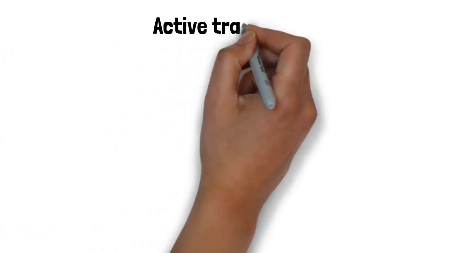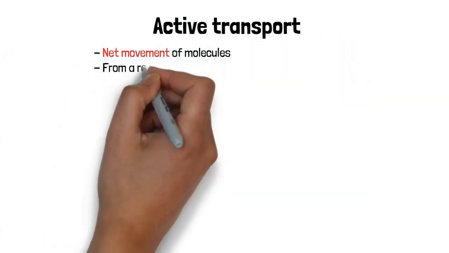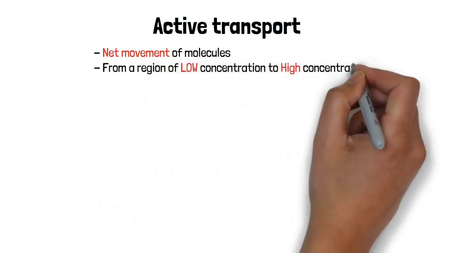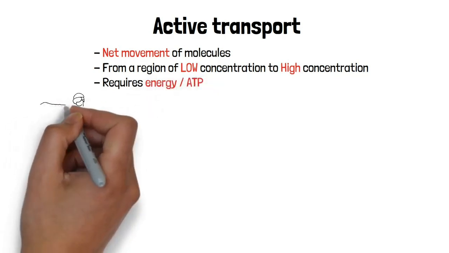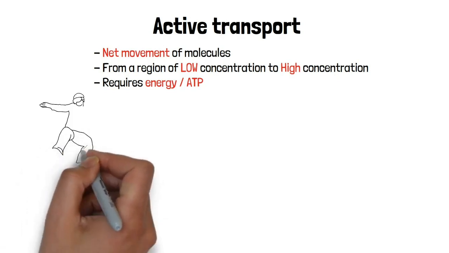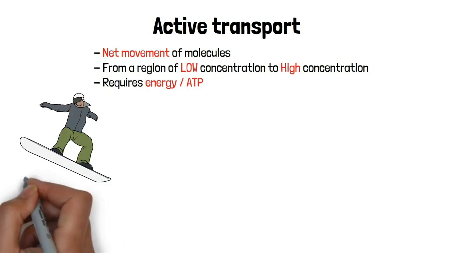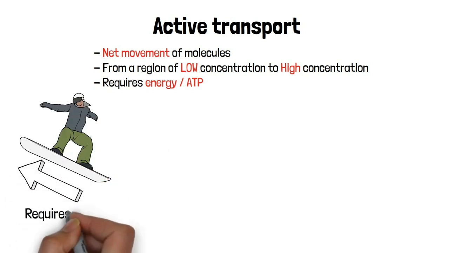Now, active transport is the net movement of molecules from a region of low concentration to a region of high concentration. So it's going the opposite way, from low to high. And because of this, it requires energy. Think of it like if you were to try and snowboard from a low area to a high area. This would require a lot of energy. So when the molecules want to get from a low concentration to a high concentration, it requires a lot of energy.